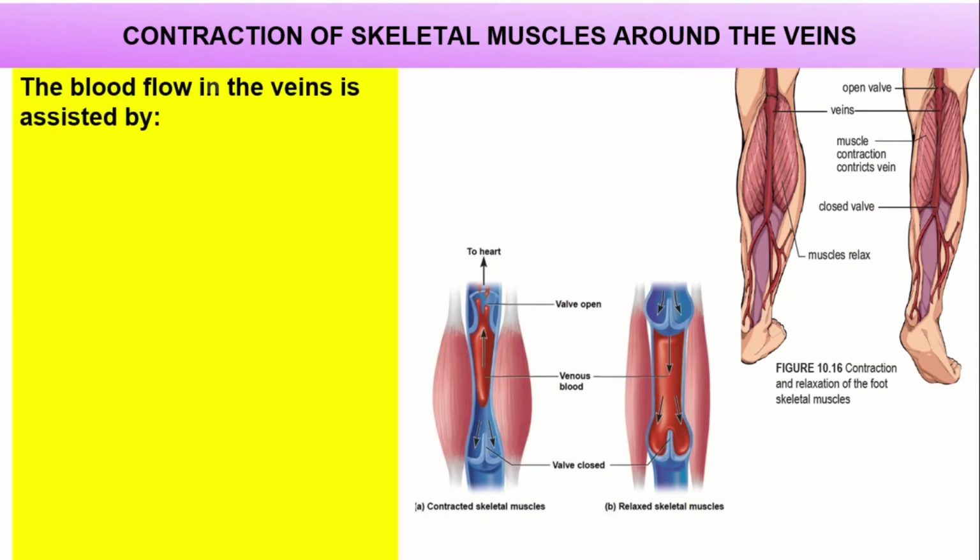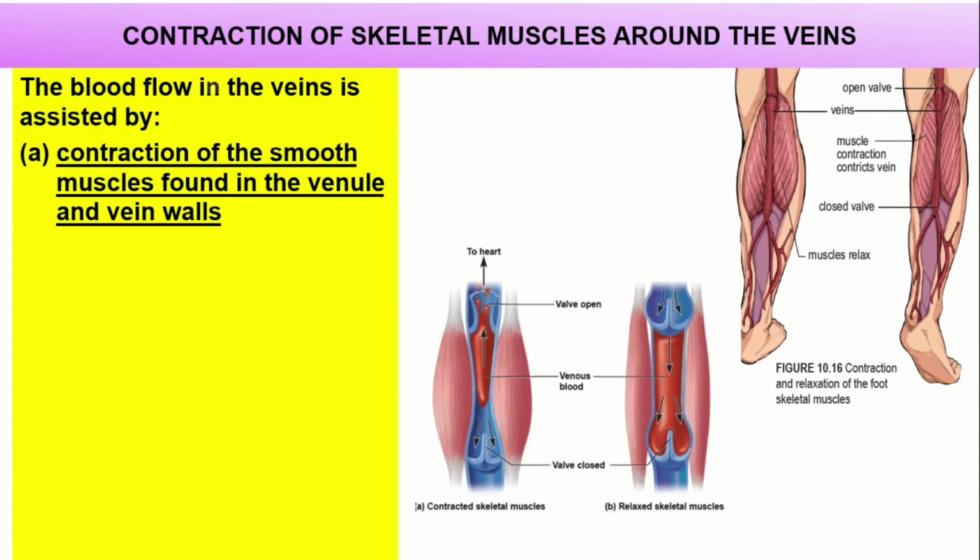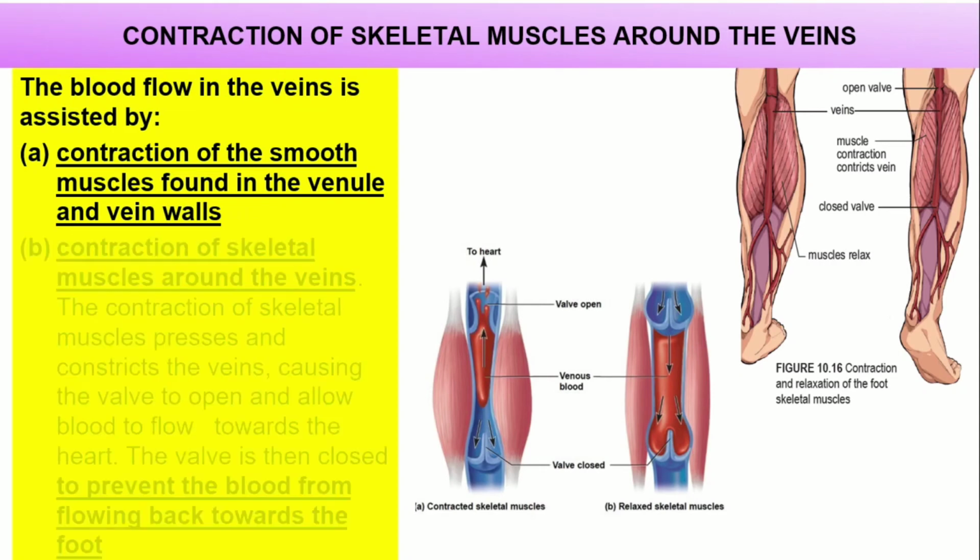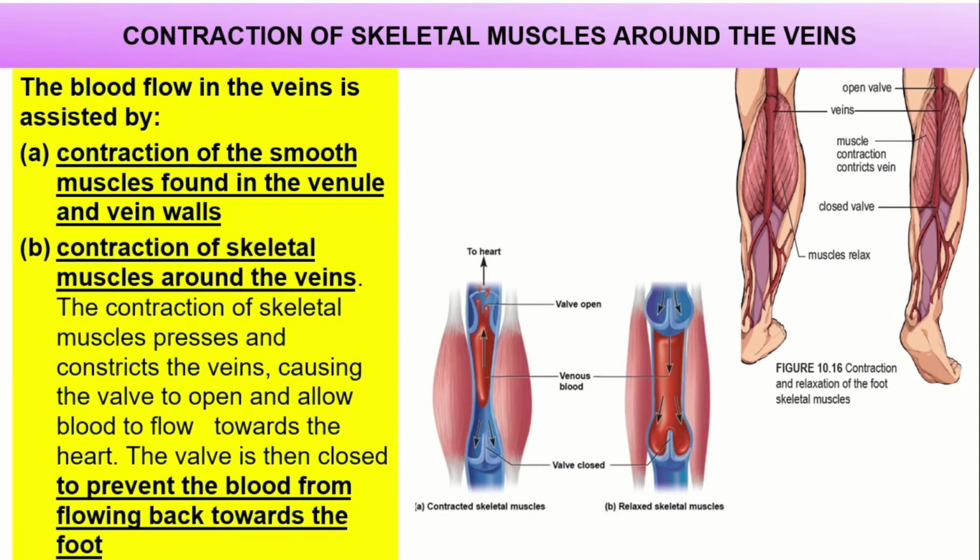The blood flow in the vein is assisted by, A, the contraction of the smooth muscle found in the venule and vein wall. Second one, the contraction of the skeletal muscle around the vein. The contraction of skeletal muscle presses and constricts the vein, causing the valve to open and allow the blood to flow towards the heart. The valve is then closed to prevent the blood from flowing back to the foot.